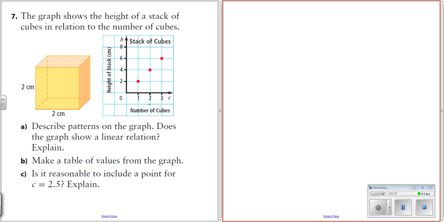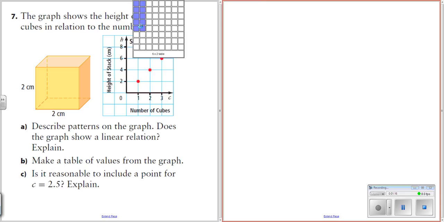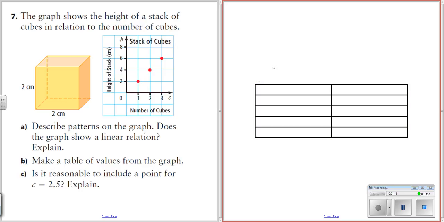Question B says, make a table of values for the graph. So I'll get my handy dandy table of values button right here, and I'll make it, let's choose that many. What am I going to label this table of values? Here again, I have my c-axis this time. It's labeled number of cubes, 1, 2, 3. So that's what I'm going to start with. I'm going to call this one number of cubes. And over here, I'm going to put the height of the cubes, I guess that's understood, and it's in centimeters.